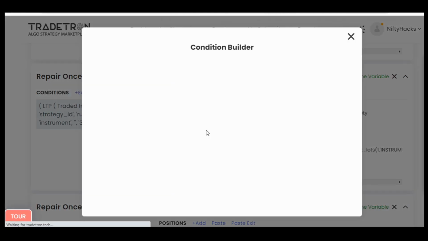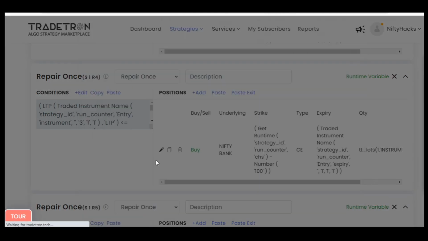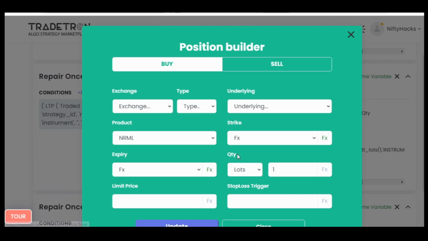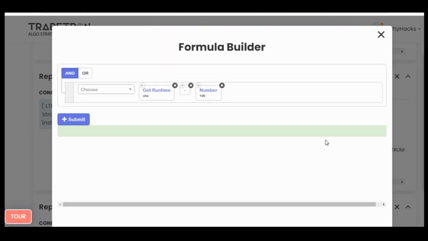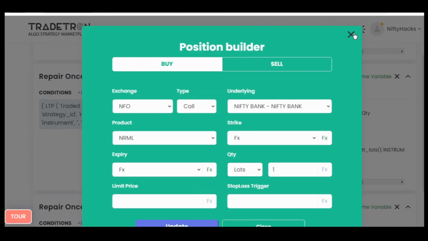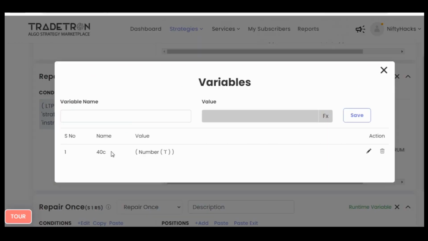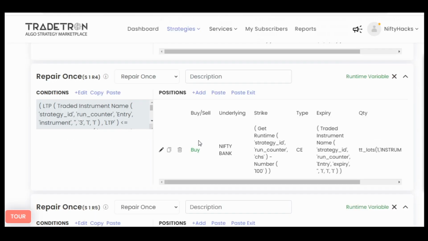And again, this is the 40% decay part. As soon as that happens, whichever is currently the call hedge strike, we don't want to remember it, Tradetron knows better. So we enter a strike price which is minus 100 of whatever is the current call hedge strike. So basically we are bringing the call hedge 100 points further inside in the strategy, right? And we are assigning this as 40C to check whether we have bought this hedge or not.